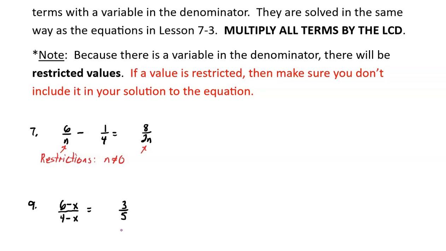Now, this problem can be done with our technique about multiplying everything by the LCD. The LCD is 4n. When there's variables in denominators, to find the LCD, you separately consider the numerical coefficient and the variable piece. We practiced this in an earlier lesson. We can multiply all terms by 4n.